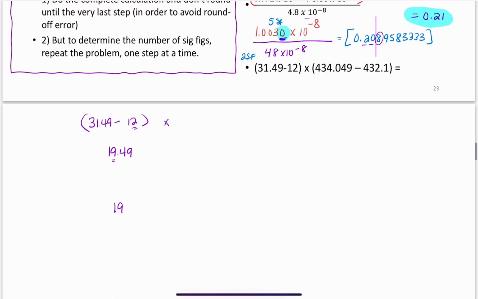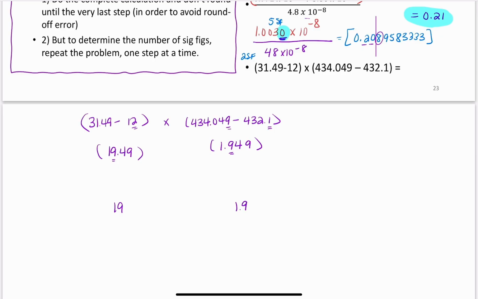When I do 434.049 minus 432.1, the numerical answer here is 1.949. Now, subtraction here, this is precise to the 3rd decimal place, but this is only precise to the 1st decimal place. So this is only precise to here. I should technically round this number to 1.9.